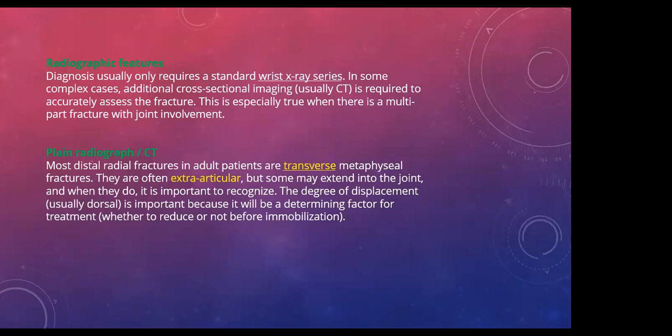Diagnosis usually only requires a standard plain X-ray series. In some complex cases, additional cross-sectional imaging, usually CT, is required to accurately assess the fracture. This is especially true when there is a multi-fragment fracture with joint involvement. In plain radiograph and CT, most distal radial fractures in adult patients are transverse metaphyseal, and they are often extra-articular. But some may extend to the joint, and when they do, it is important to recognize the degree of displacement, usually dorsal. It is important because it will be a determining factor for treatment, whether to reduce or not before fixation.